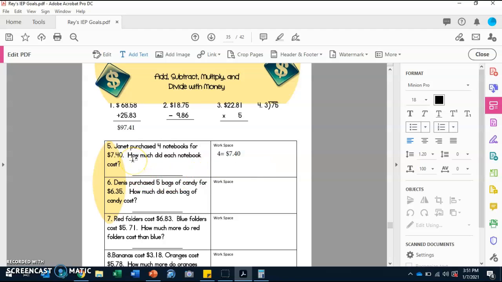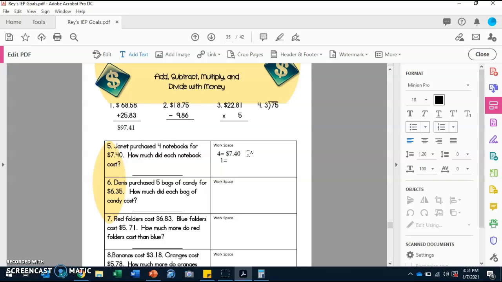And now the question is asking, how much did each notebook cost? So they want to know how much does one notebook cost? And in order to find out how much one costs, what do we need to do? Are we going to add? Are we going to subtract? Are we going to multiply? Or are we going to divide? Yes, Ray, good job. We are going to divide.